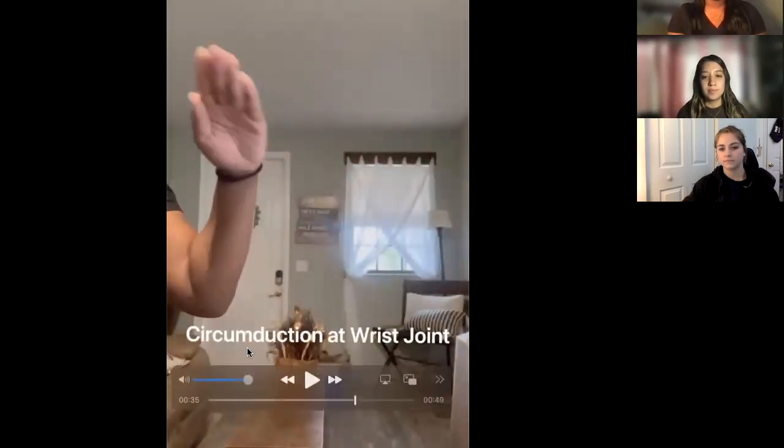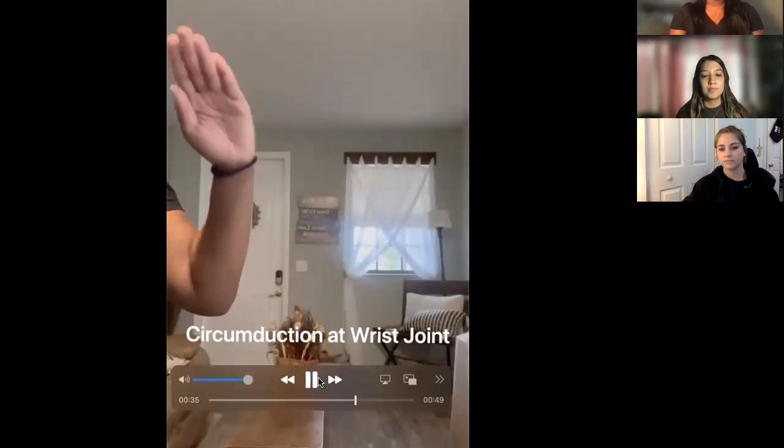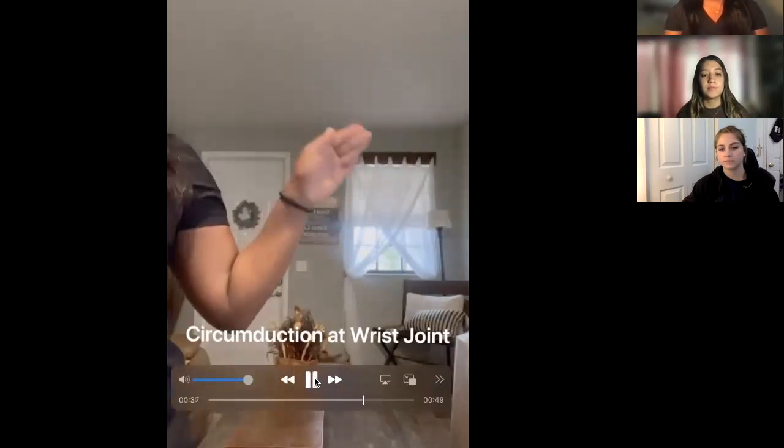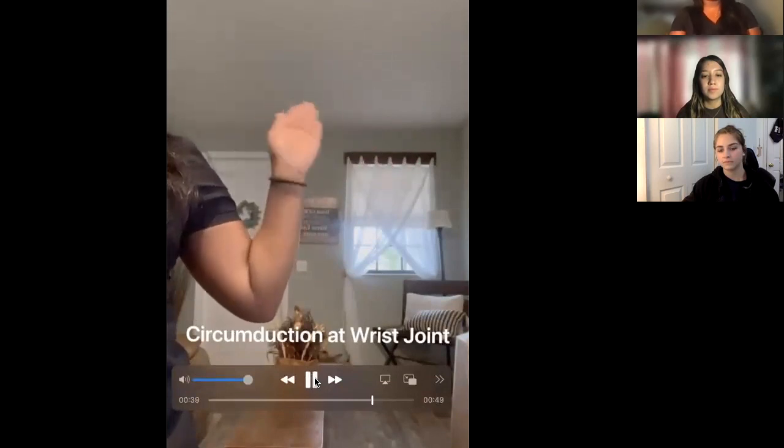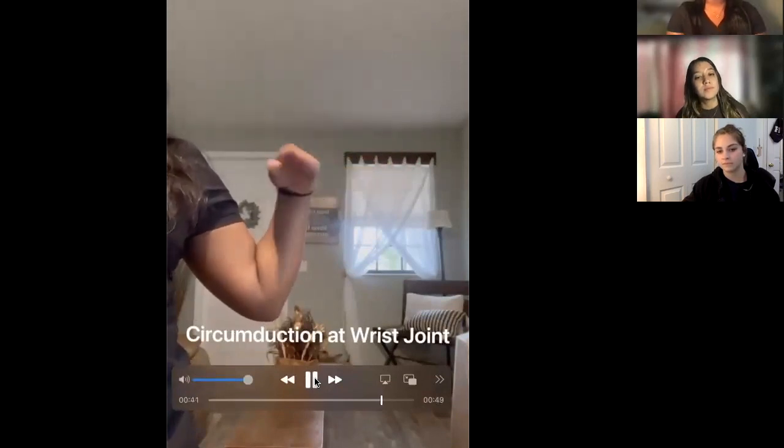This is circumduction at the wrist joint. Circumduction blends all the movements of flexion, extension, abduction, and adduction to create a circular motion. I like to think of circumduction as creating a circle.